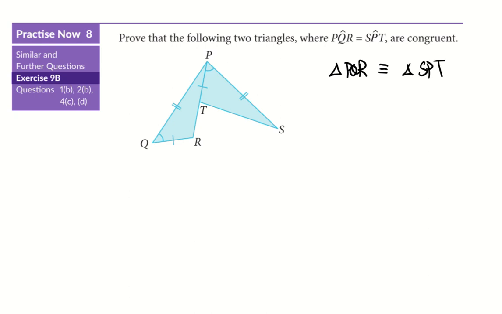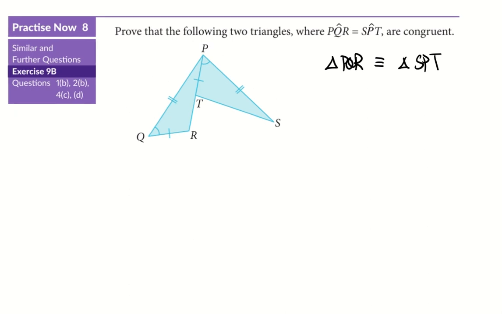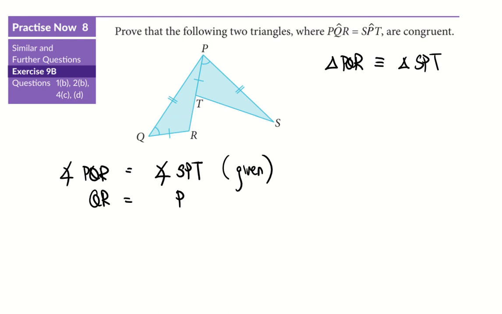Because in my working, I'll keep referring to this. But the good thing is Jia Yang already said, oh, the angle is given. So angle PQR is equal to angle SPT. They already say in the question. QR is equal to PT. Alright, you can see the second letter and the third letter combined. And why is this equal? Given. Alright, you can see in the diagram.